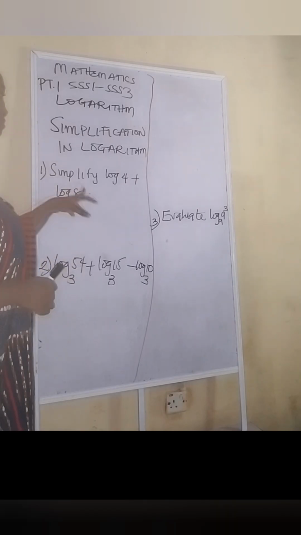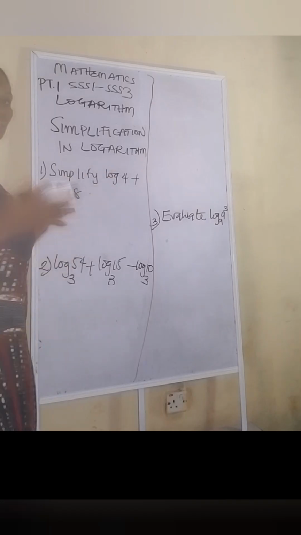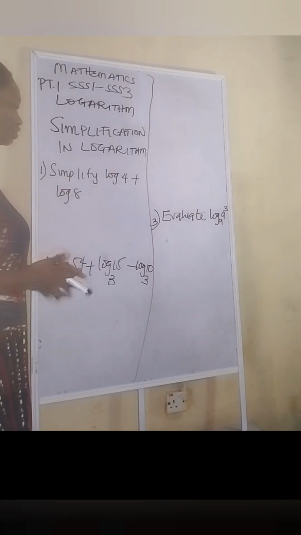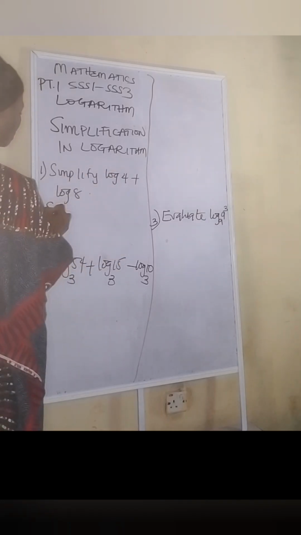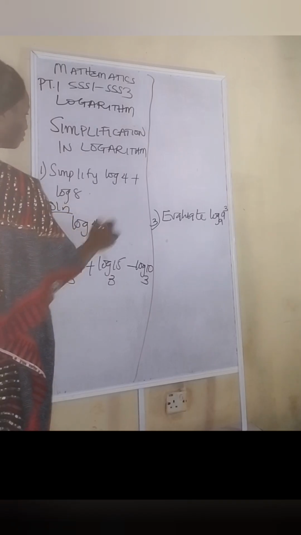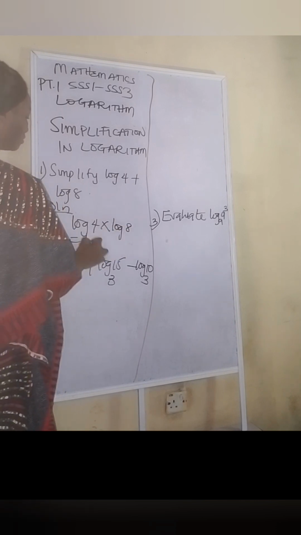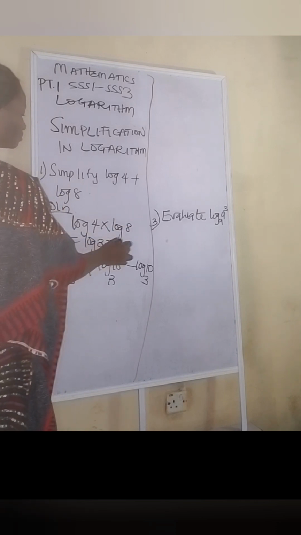So we have to simplify log 4 plus log 8. When you see something like this, when you see addition, it means what? Multiplication. So this is log 4 times 8, so that gives us log 32. So it's as simple as that.